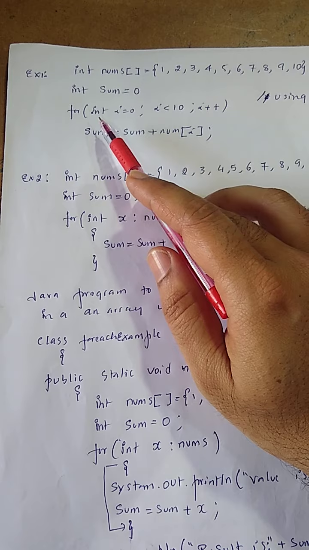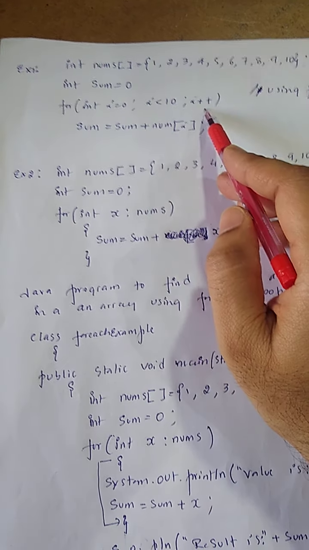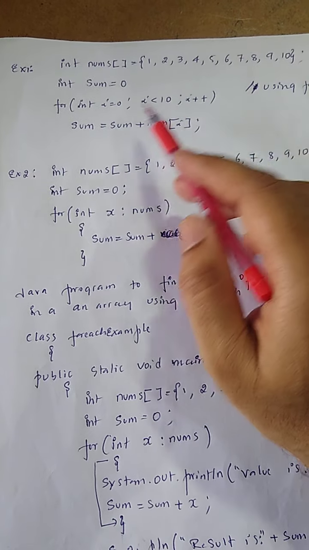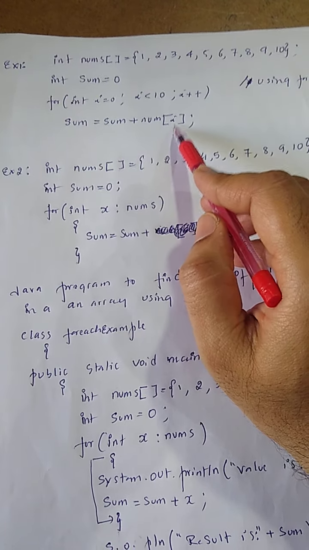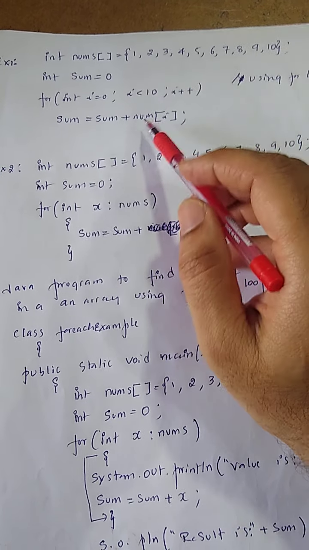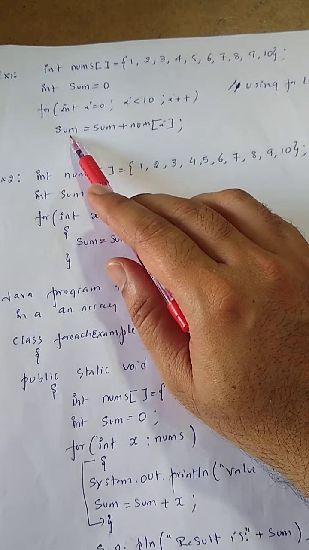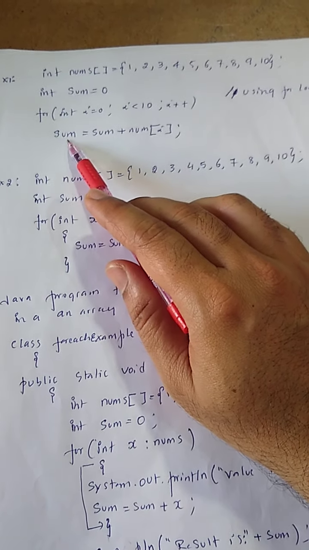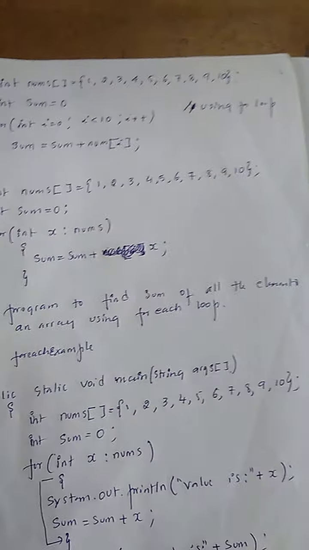So I'll use a for loop, initialize i to 0, less than 10, so it will run 10 times and be incremented by one. So sum is equal to sum plus num of i. When i becomes 0, it will take the first number, and when i becomes 1, the second number, and that will be added and stored within sum. This is the usual procedure we use to calculate the sum of all the elements within an array using a for loop.